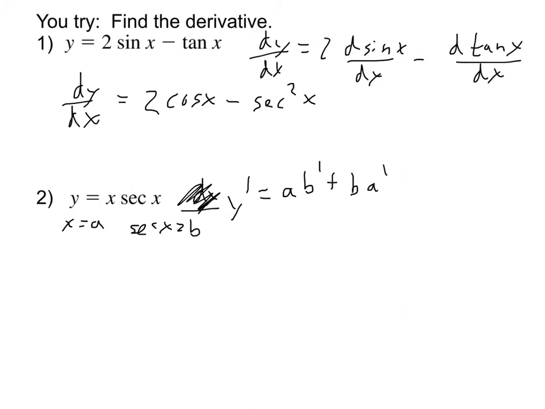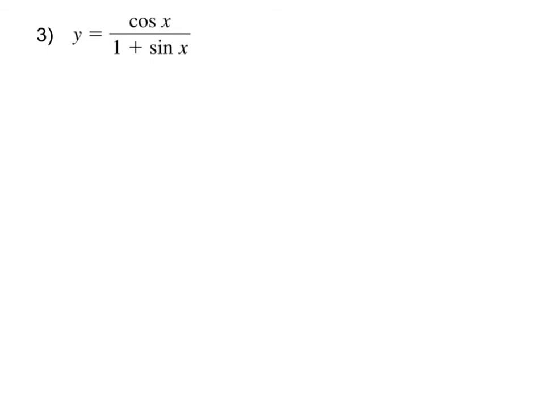I would do first times the derivative of the second plus second times the derivative of the first. So if I do that, I have y prime equals first, that's x, times the derivative of the second. Derivative of secant is secant times tangent, plus second, the second is the secant of x, times the derivative of the first. Derivative of x is just 1, so we can just leave it like that. Okay, give this one a shot and hit pause.